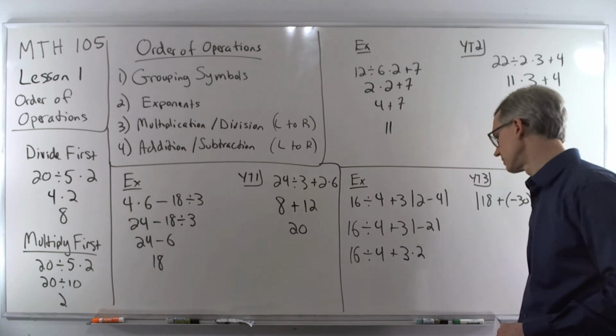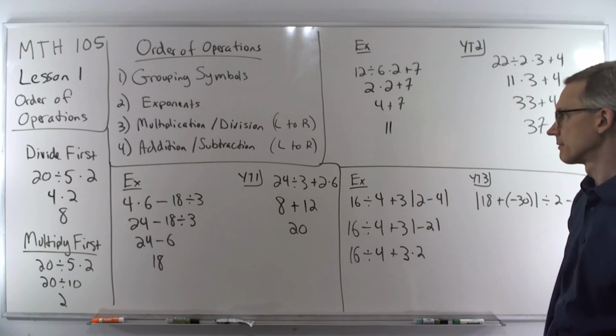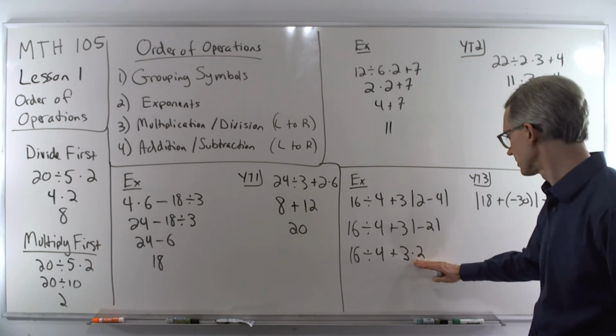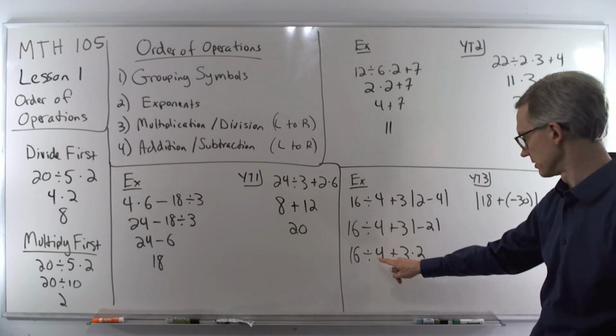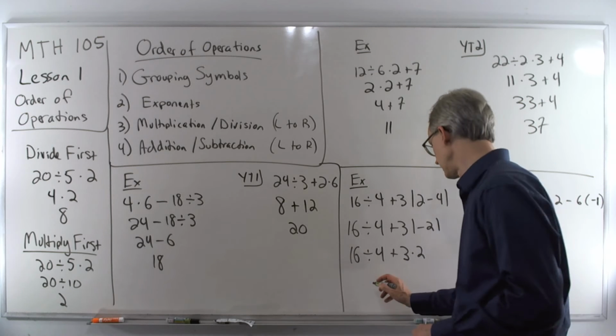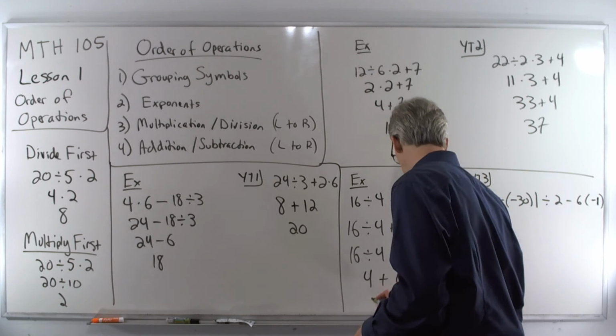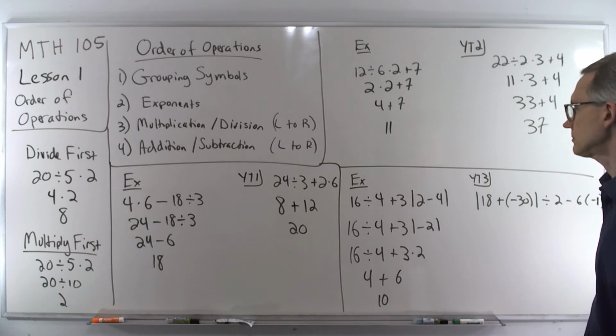So that gives us 3 times 2 there. And now we've got something that looks like this one, where we've got 2 level 3 operations separated by a level 4 operation. So we'll do both of these. 16 divided by 4 gives us 4. 3 times 2 is 6. Add them together and we get 10.